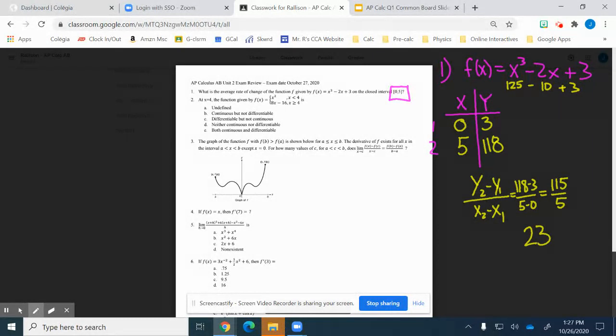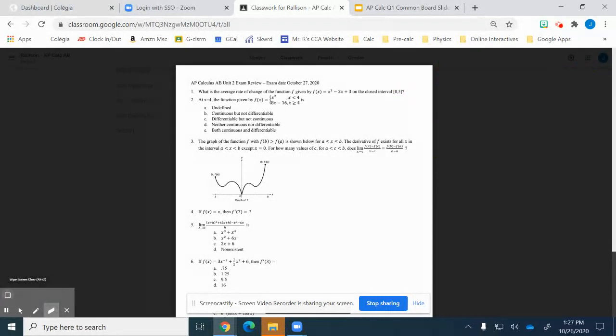But you know, it's a cubed function, so by the time it gets into 3 or 4, let alone 5, it's going to have a very large and serious slope. So now I will erase everything, and we'll go to the second one. At x equals 4, the function given by f of x is that. So it's asking if it's undefined, if it's continuous, and if it's differentiable.